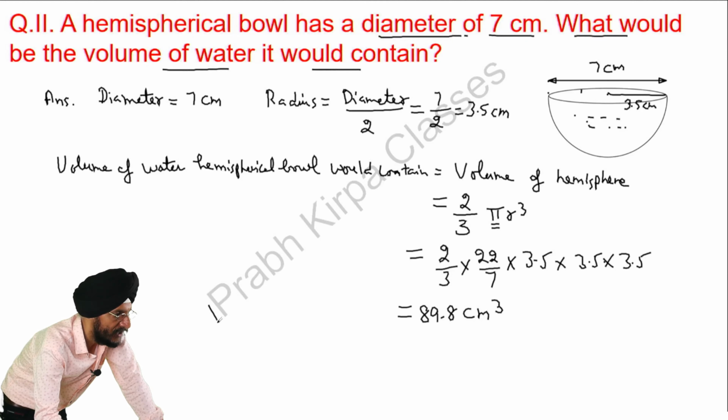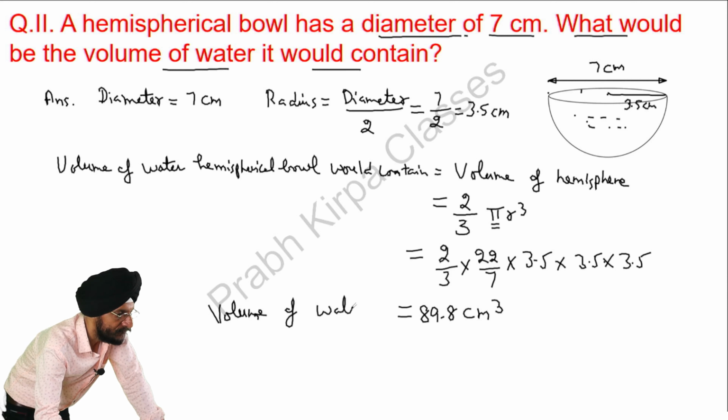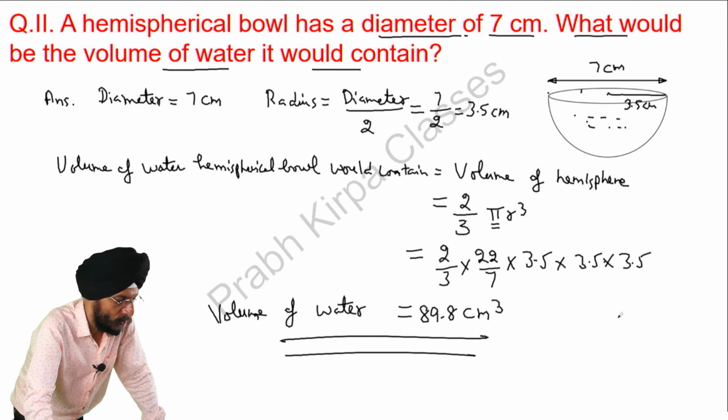So now this is the answer. Volume of water is equal to 89.8 cubic centimeter.